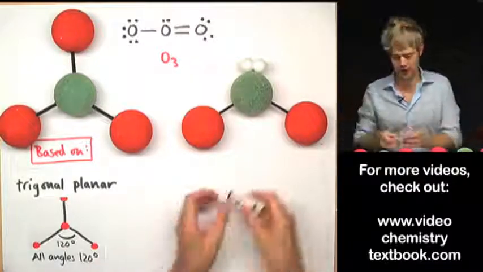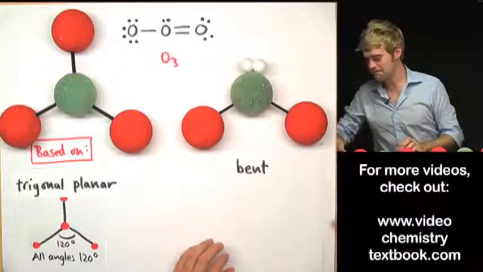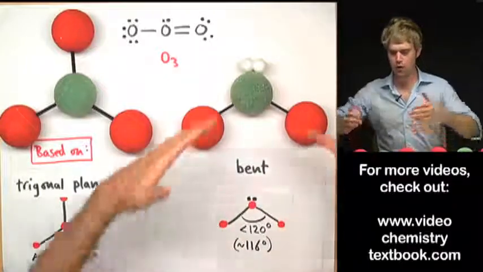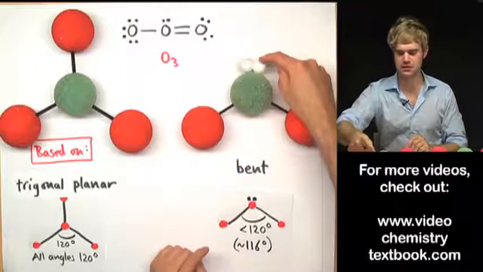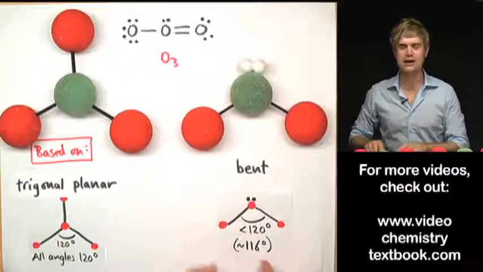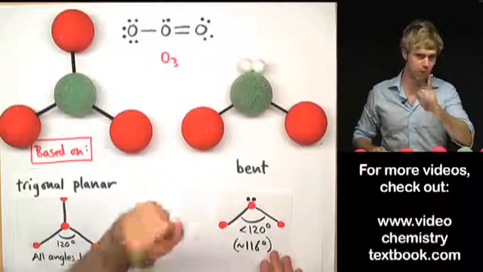Where is it? Oh, there, okay. It is a bent molecule with less than 120 degrees between these angles, because this is pushing a little harder. Angle of about 116 degrees. One more and then we'll be done.